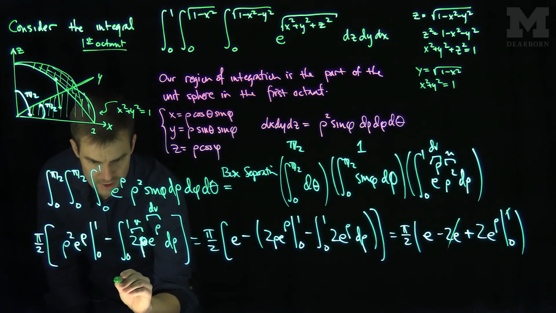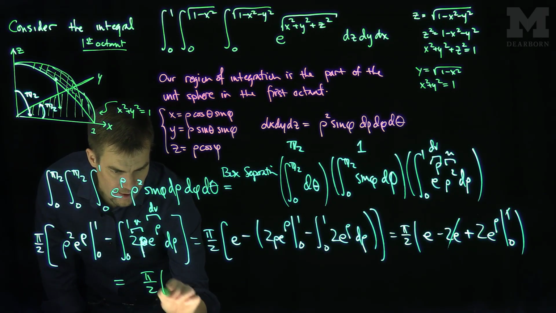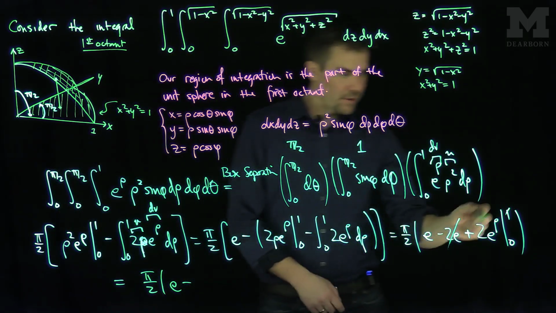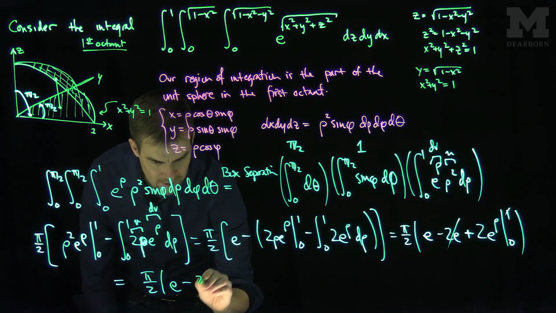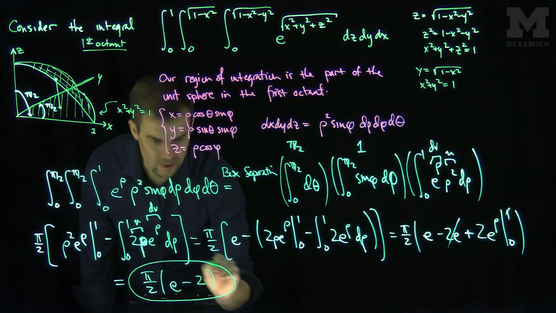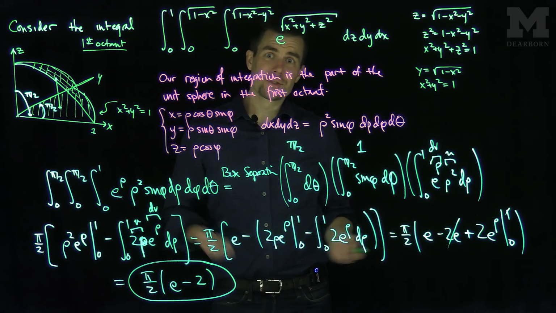So this whole answer over here is going to be pi over 2. And I'm going to have an e. The top limit cancels, and when I plug in the bottom, I'm going to get a negative 2. So the e minus 2. And so pi over 2 times (e minus 2) is our desired integral.